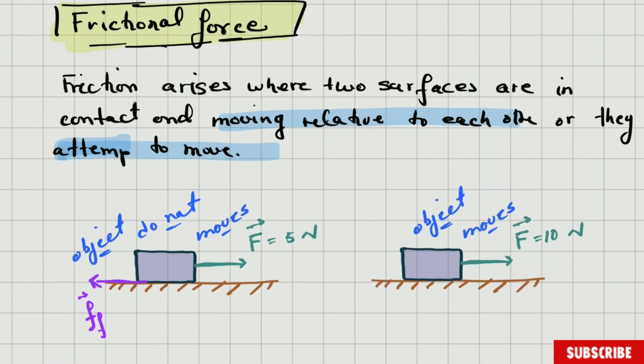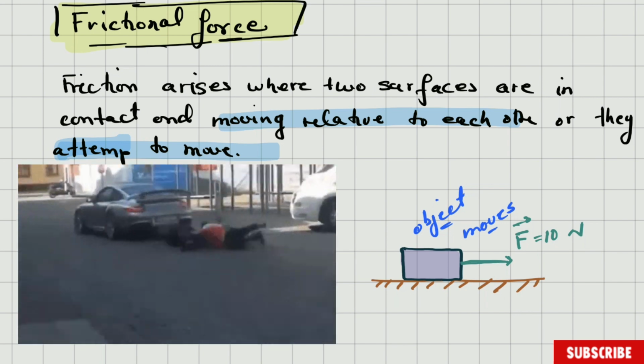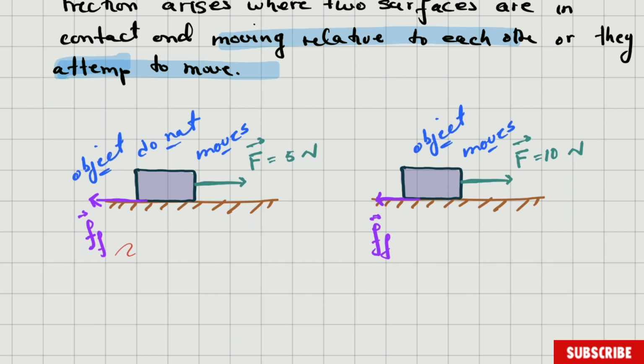Now the second scenario here, the object is moving. The force that they apply on the object is bigger and the object starts moving. However, there is still friction between the surface and the object. There is frictional force. Okay, so those are the two main scenarios here. One, when the object does not move because there is friction, and when the object moves but there is also friction.